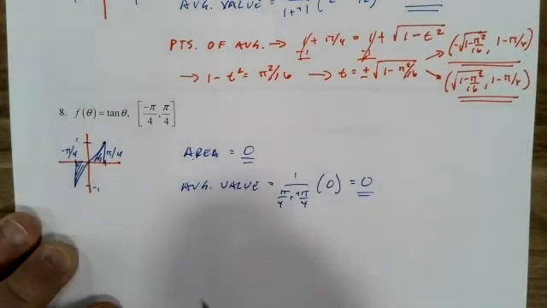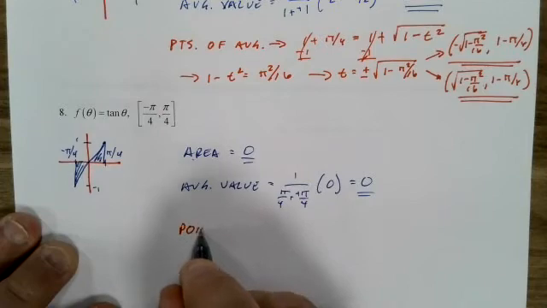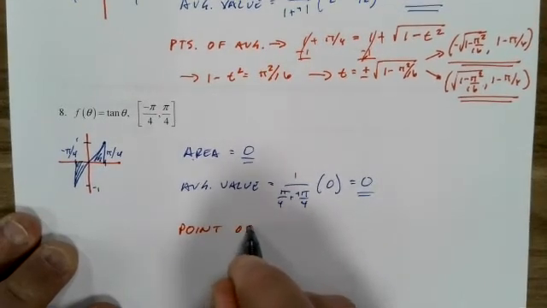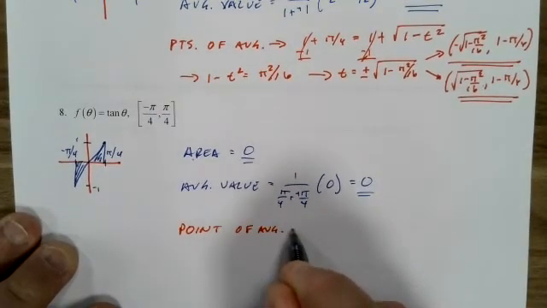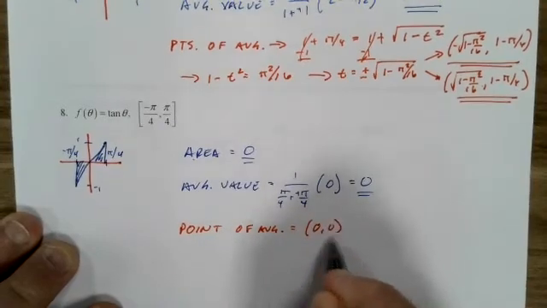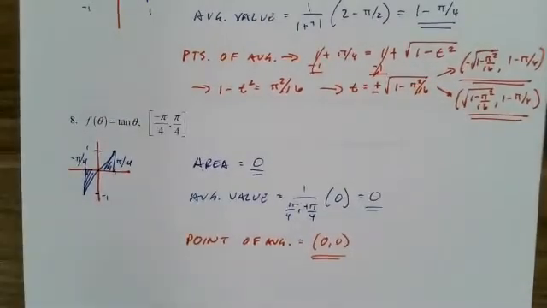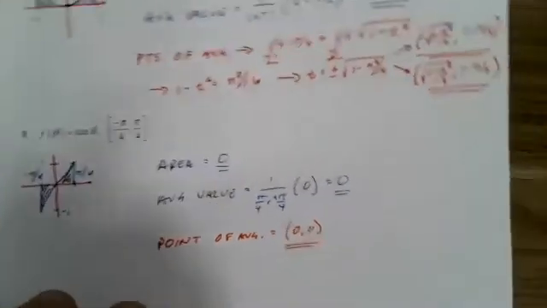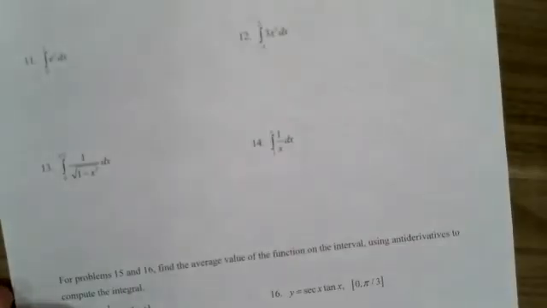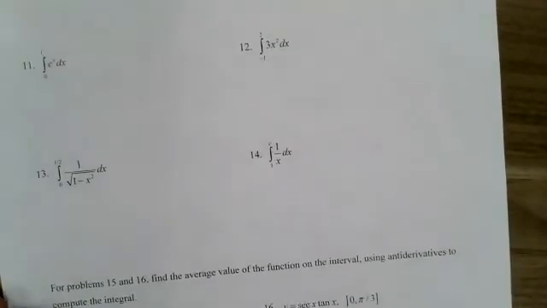And point of average, zero, 0. On a roll. By the way, you can always check those with Mint if you're feeling like you should.